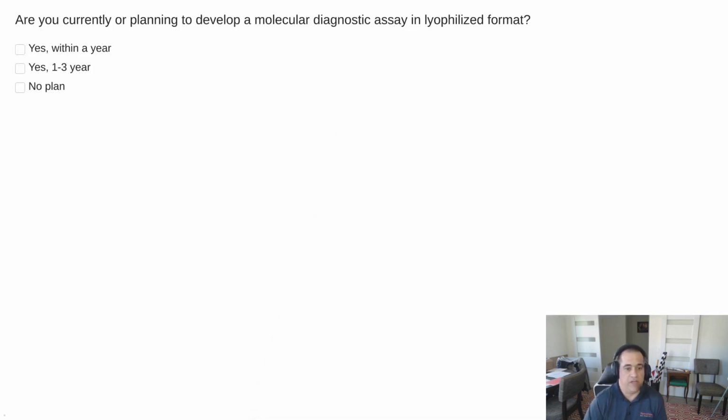I'm going to take a moment here to start with our first polling question. If you want to take a few moments to answer the question: are you currently planning or developing a molecular diagnostic assay in lyophilized format? We really appreciate your answer. Hopefully you'll have the time to answer that question.